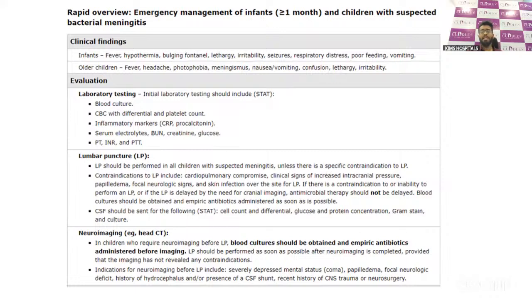If you don't find any reason, LP should be performed in all children with suspected meningitis. The CSF should be sent for routine analysis like cell count, protein and sugar. If the analysis is abnormal, if the protein is high or glucose is low, or if the cells are high, then you should go for analyzing what type of organism you are dealing with. In that condition, we can go for culture, PCR, or metagenomics. We'll be discussing that later on.